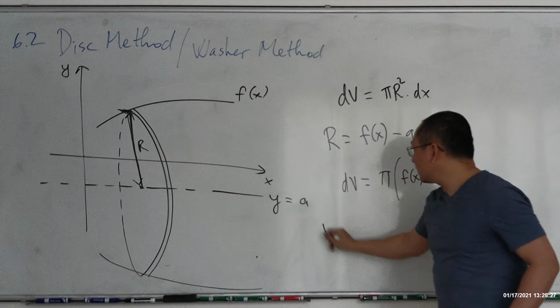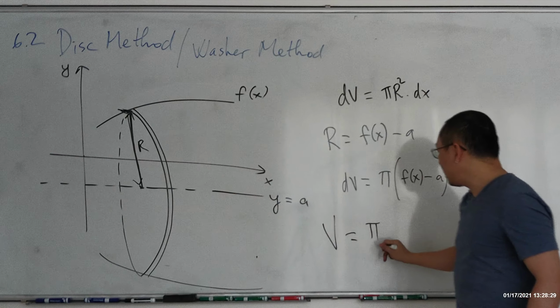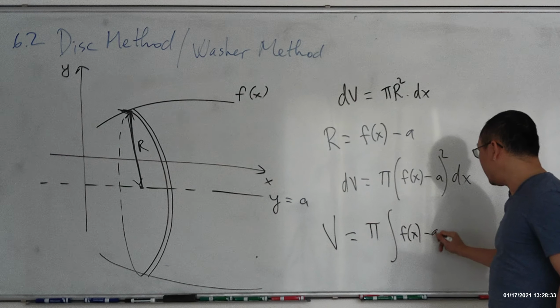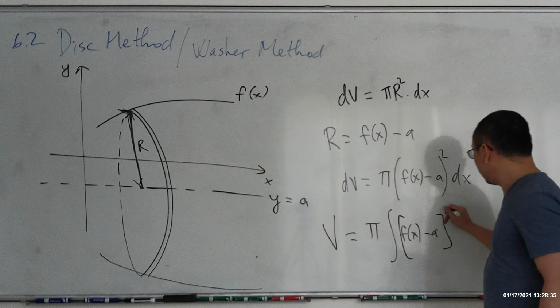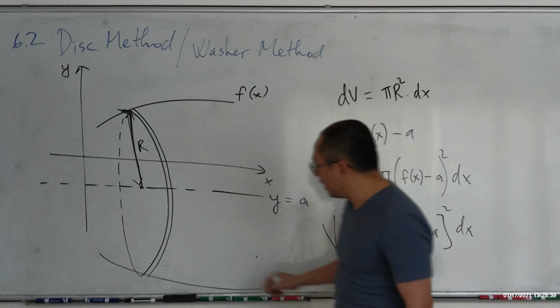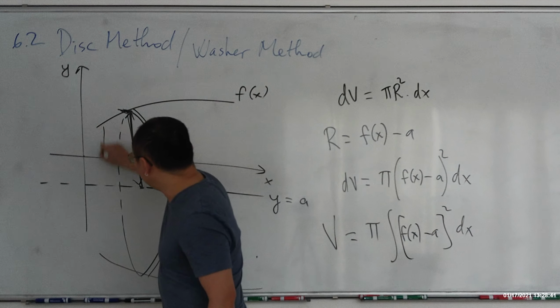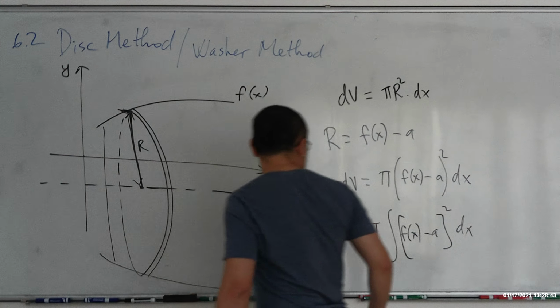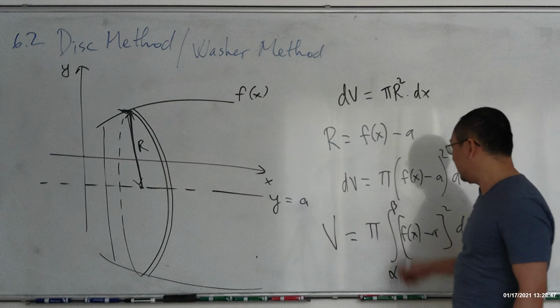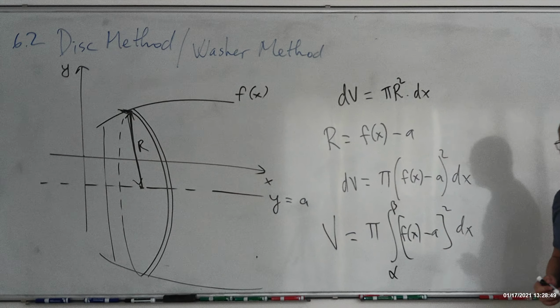So the entire volume will be, pi is a constant, you bring it outside, integral of f of x minus a, squared, dx. Oh boy, I should not use a here, that's a. So the integral is going to run from, say, x equal to alpha to beta, whatever, or c to d, because I already used a here.